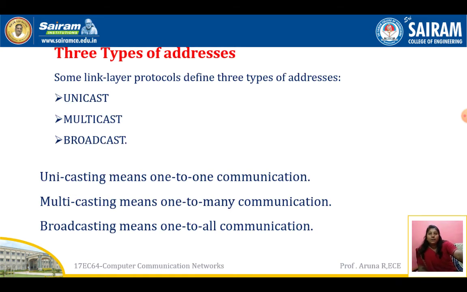There are 3 types of addresses in the data, so don't get confused. In the previous part we discussed the TCP/IP addresses, that is, you have the physical address, the link address, the port address and the specific address. But when you speak about the data link layer, here the addresses are unicast, multicast and broadcast. As you know, unicasting means one-to-one communication, multicasting means one-to-many communication, and broadcasting means one-to-all communication. So this is how the communication takes place. In the data link layer, the addressing is of three types: unicast, multicast and broadcast.